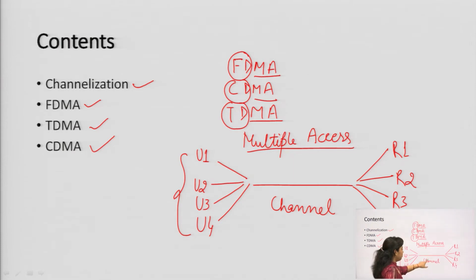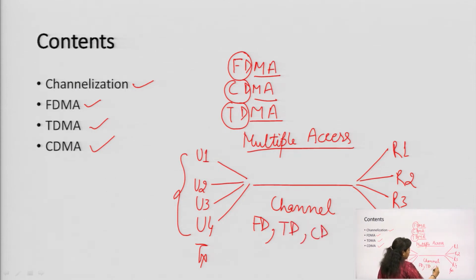So, this is the channel which has been established between the transmitter and receiver. This is the transmitter side and this is the receiver side. So, multiple means more than one transmitter and more than one receiver. And access: these are going to access a common channel which is to be shared between all the 4 users and all the 4 receivers. Now, this sharing of the channel is based on either frequency division, or it will depend on time division, or it is code division. We are going to see each one in detail. So, this is the introduction of today's lecture.